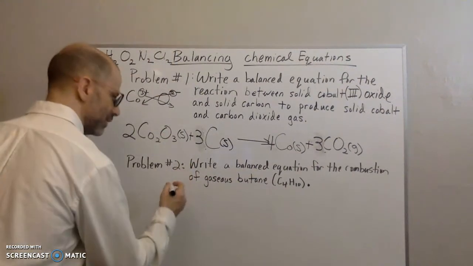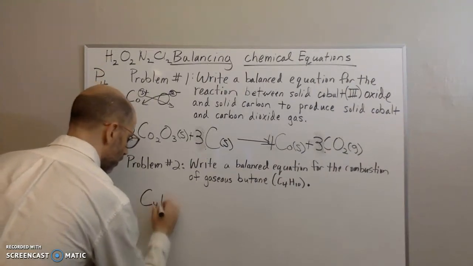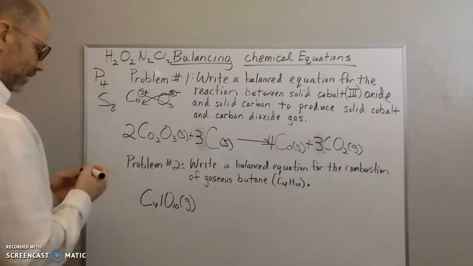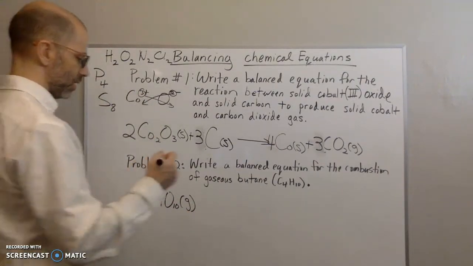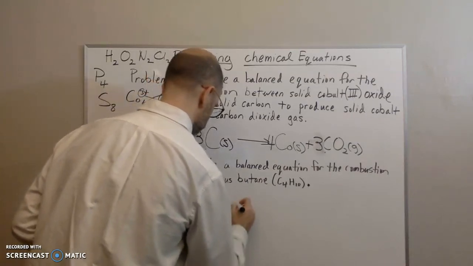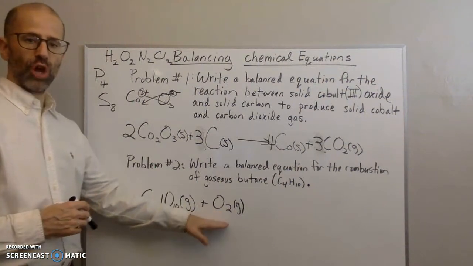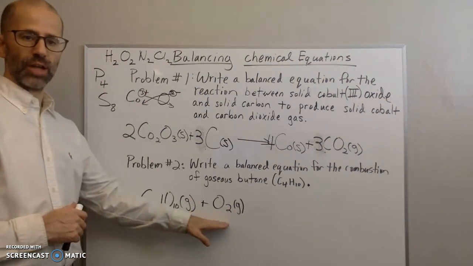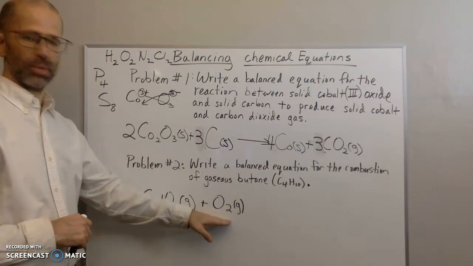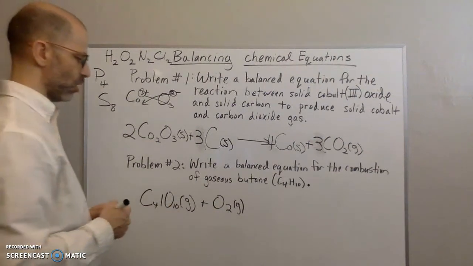So you got your gaseous butane, C4H10. They say gas, so we're going to write gas as the state, and then it's combustion, so the other reactant is oxygen, O2 gas. And once again, you have to make sure you know what the molecular elements are. Oxygen is one of your diatomic molecular elements, so you need to know that. Okay, so O2 gas. We write it as O2, not O.